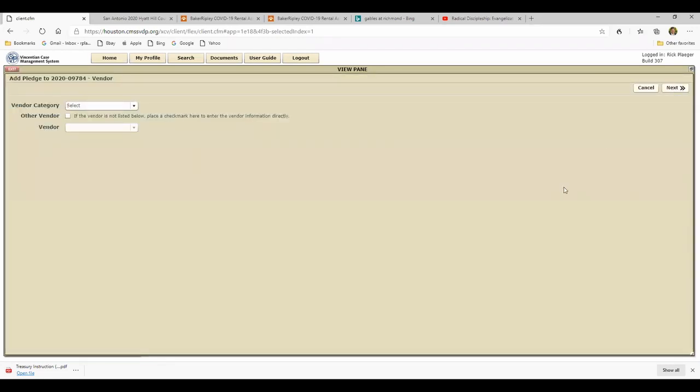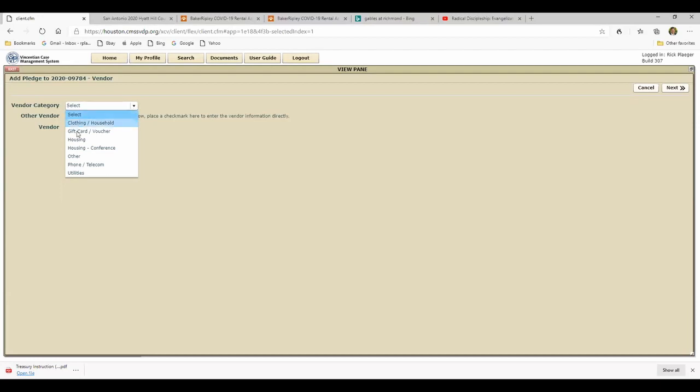Now it's going to ask you vendor information. The vendor for rent is the apartment complex. The vendor is always the person who is going to be getting the check. So this is telling how the check is going to be written. And again, I know the check is not being immediately requested. It's strictly a pledge, but you still have to enter it because when it does become a check request, this is the information we need.